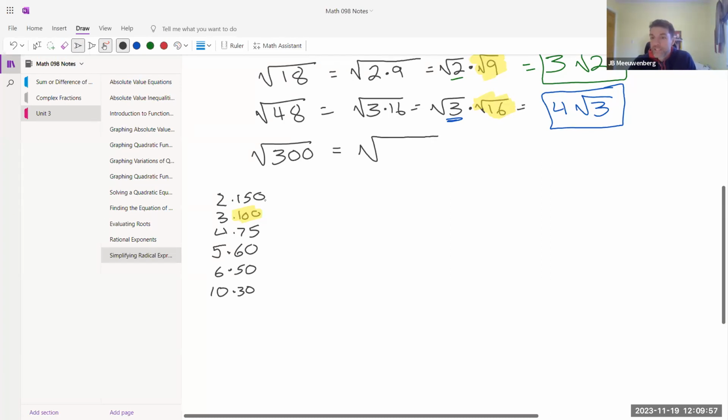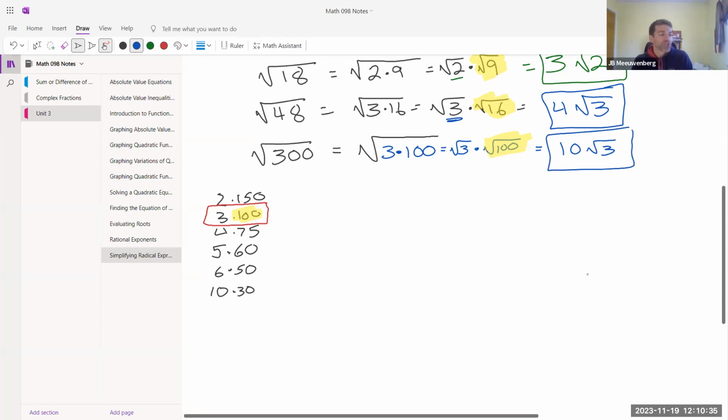But the point is, you're looking for the biggest possible perfect square. And we got one, right? We got one right here. 100 is going to be that biggest possible perfect square. Okay. So we're going to take our 300. We're going to separate it into 3 times 100. We're going to then break it into 2 different radicals. And then we're going to take the perfect square of that big one. The square root of 100 is 10. So we can say it's 10 radical 3. Okay.